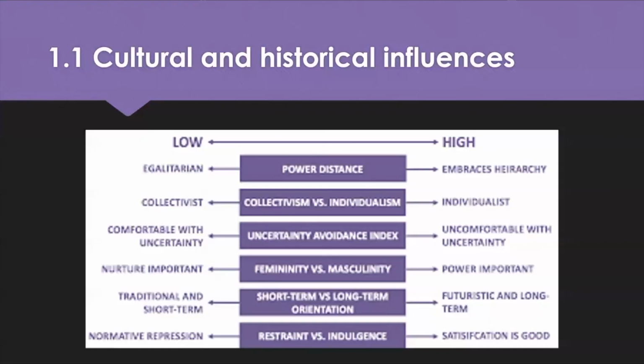Uncertainty avoidance index is the degree to which societies are comfortable with uncertain situations. In cultures where high uncertainty avoidance exists, they try to avoid ambiguous situations as much as possible. They need rules and order and to get clarity.